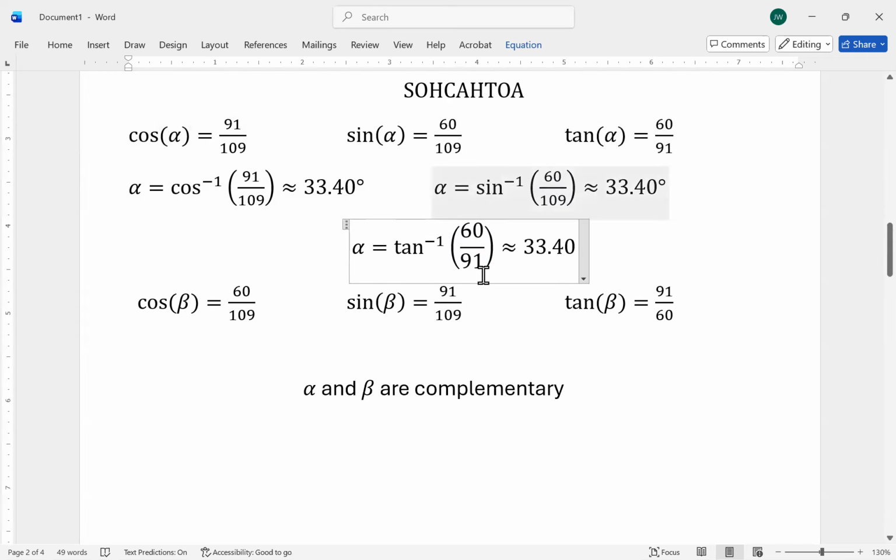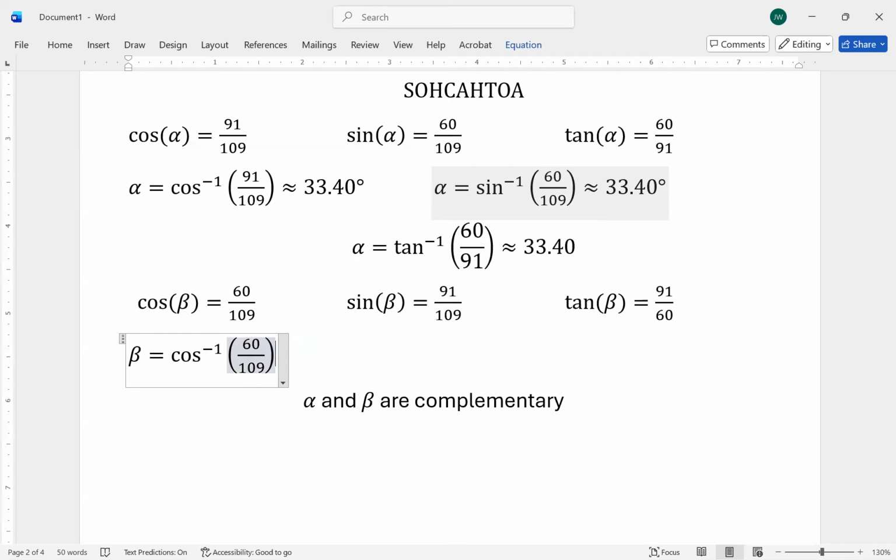Now, there's two ways to find beta. If I want to find beta using inverse, I can do that. I can say that beta is equal to the inverse cosine of 60 over 109. And if you do that, you're going to get a nice approximate value. So that is perfectly fine. You'll get about 56.60.